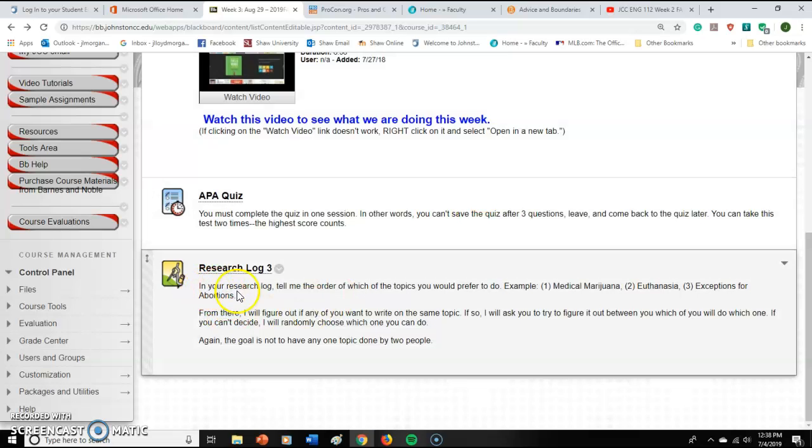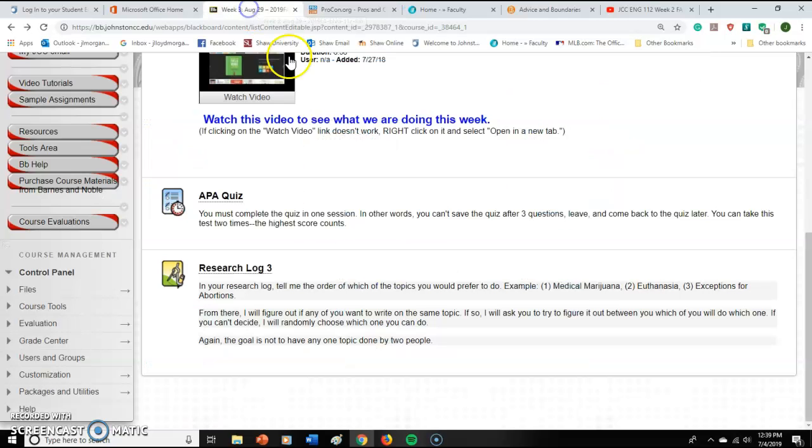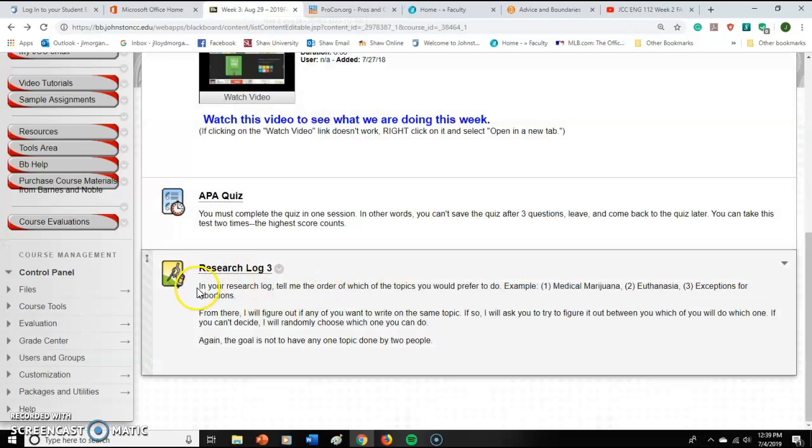Last week you got to research 3 different topics. You went to procon.org, you found 3 topics, and you wrote a paragraph about each one of them, as far as why they're controversial, why they interest you, and how they relate to you or what you're going to be doing. So for this research log, it's really not that hard.